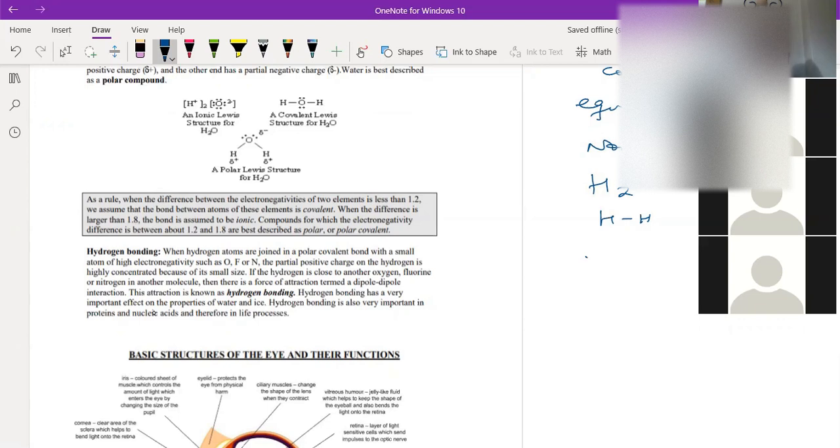The water here, I'll draw it again. So we have oxygen, hydrogen, hydrogen. Slightly negative, slightly positive here because of the pull on it. It's stealing from the hydrogen. So another molecule of water, we also have the same thing. It's also polarized, so it becomes like this.